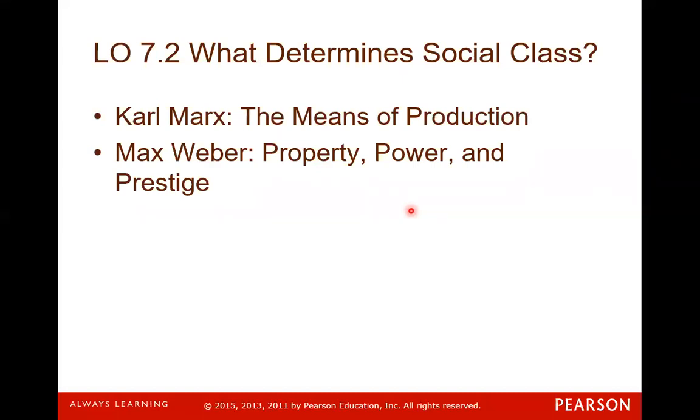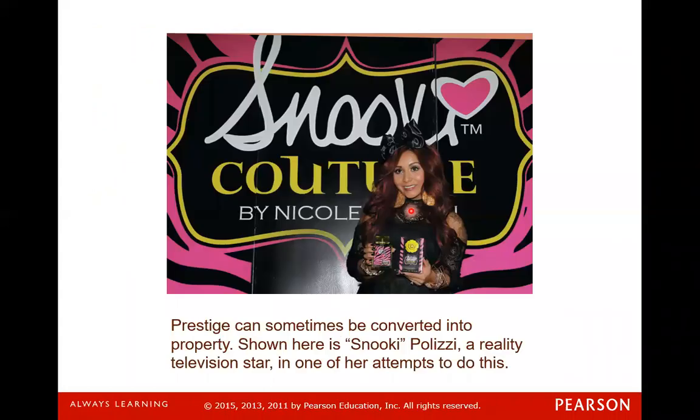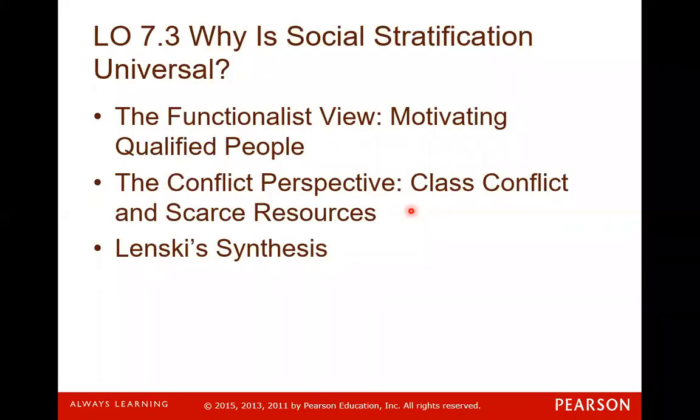So now we are going to talk about why social stratification is universal. So there are two views. We see stratification is there everywhere. In India, in America, in South Africa, the forms of stratification may be different. However, stratification is there, right? So we try to define why social stratification is universal. There are two major views. One is the functionalist view, which is about motivating qualified people, and the other one is the conflict perspective, which says stratification is because of class conflict. We will discuss in a minute in more detail, right?